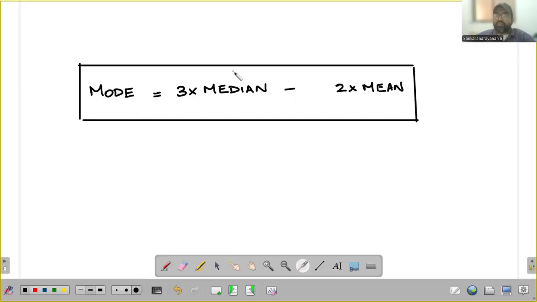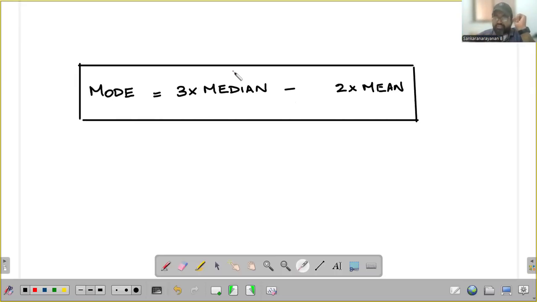Sometimes, in the question, mod will be given and mean will be given. You may be asked to find out what is median. Or mod and median will be given. You may be asked to find what is mean. So 2 will be there, 1 will be missing. You will be asked to calculate that. So for that, knowing this formula is very important, and that's what I have presented.